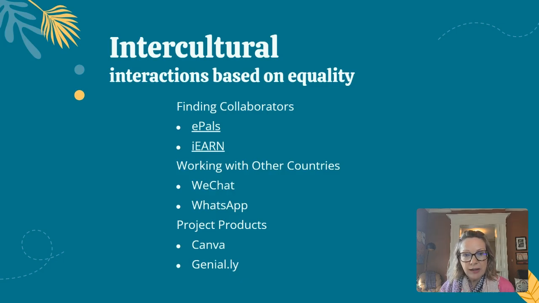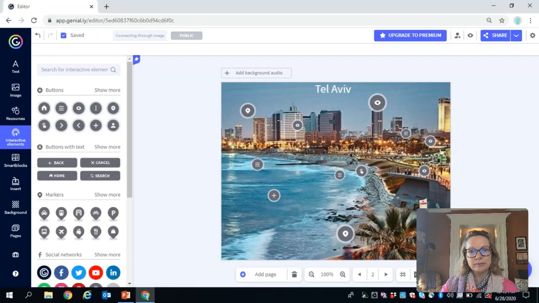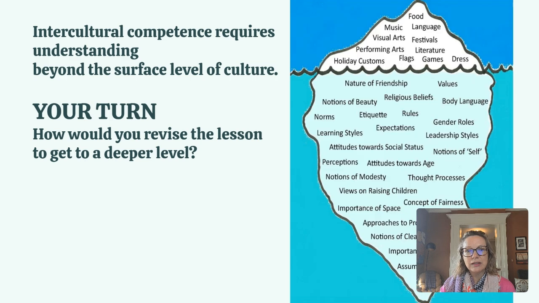This can happen right in our classrooms, but this also can happen internationally when we are looking at our virtual options. So check out ePals or iEarn to find collaborators in other countries. I like to use WeChat or WhatsApp when working with people in other countries. Those tend to work well. And things like Canva or Genially are places where students can co-create products. And so this is an example of Genially that we used.